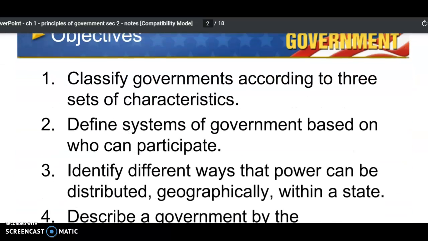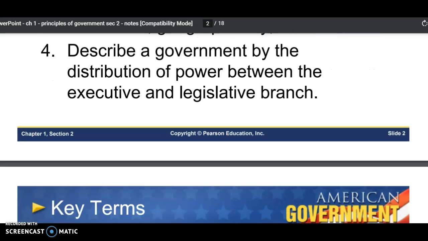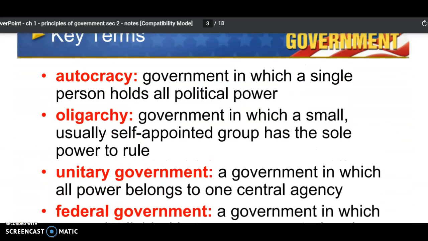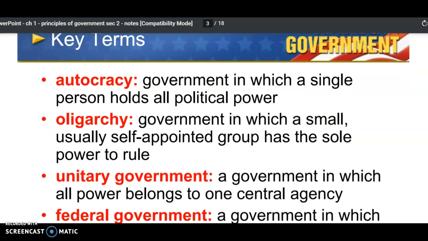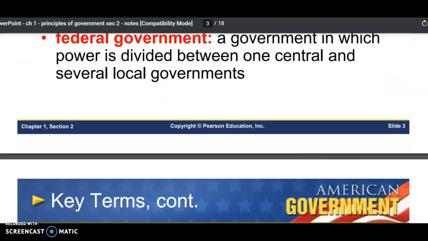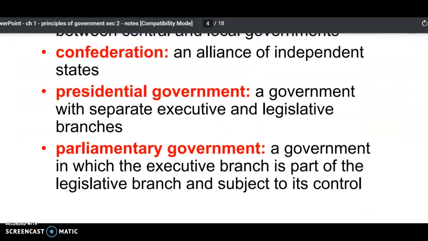There's the objectives for this section. There's also some key terms, which can also be found in your book. It's just words that are going to be seen in this section and their definitions. And key terms continued.